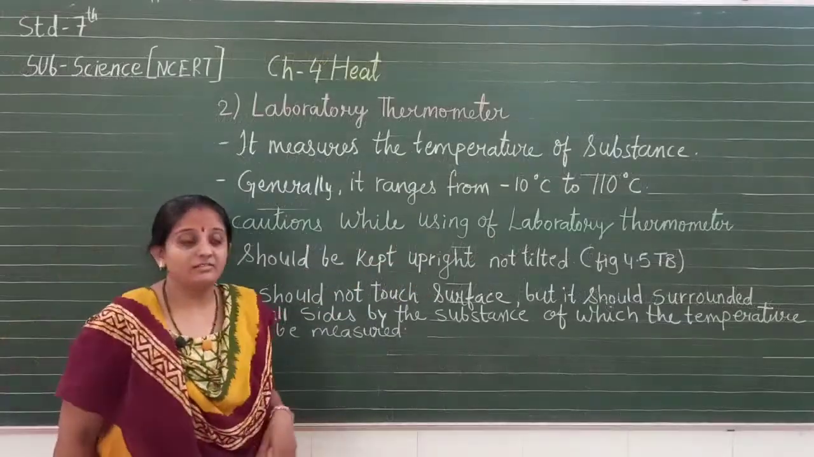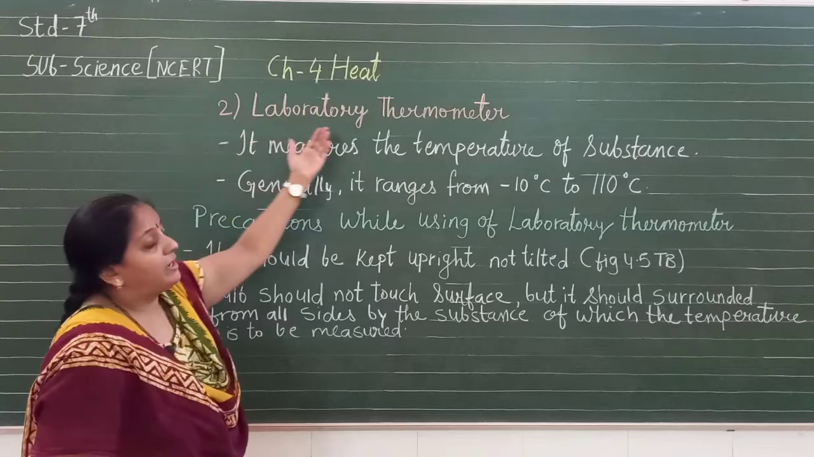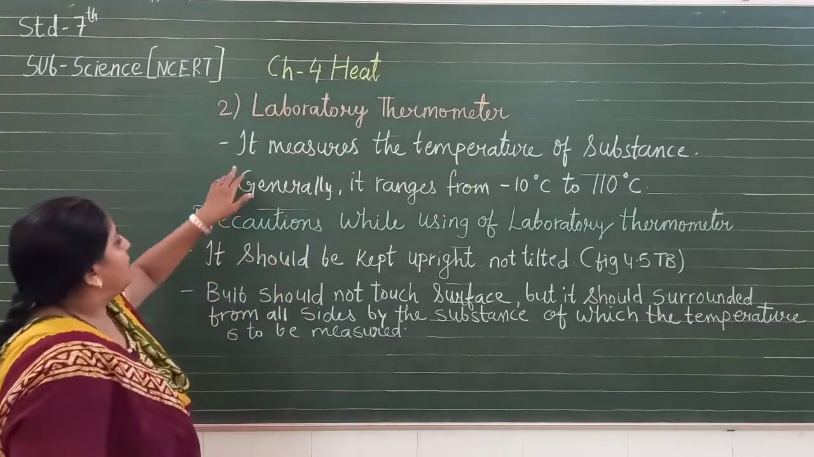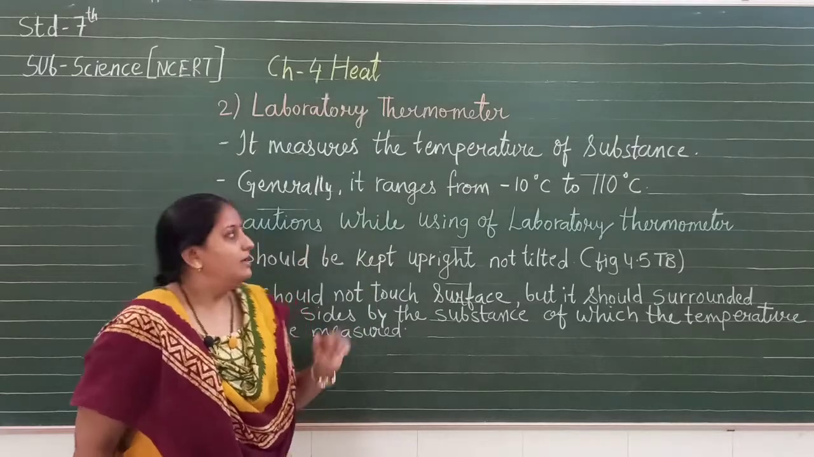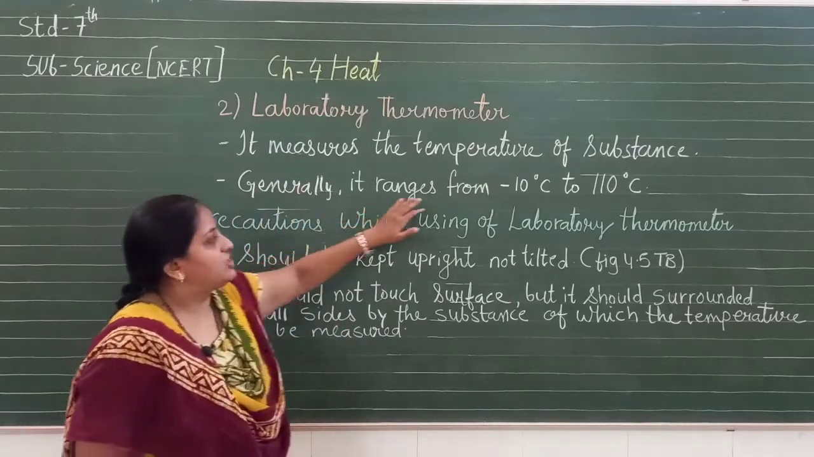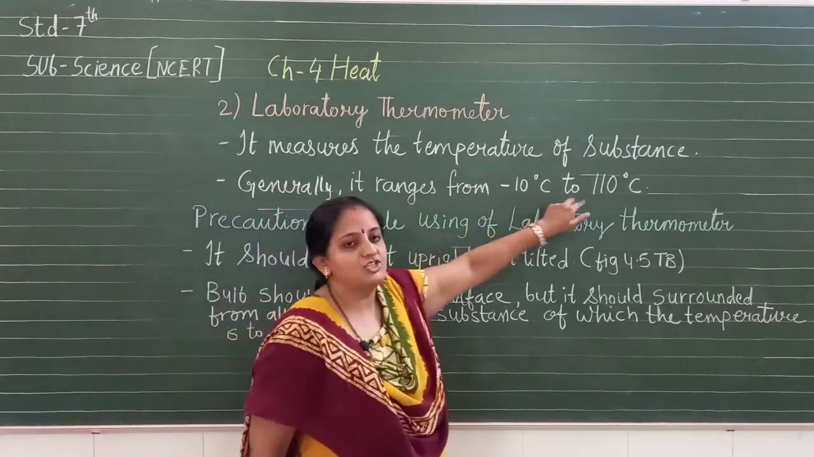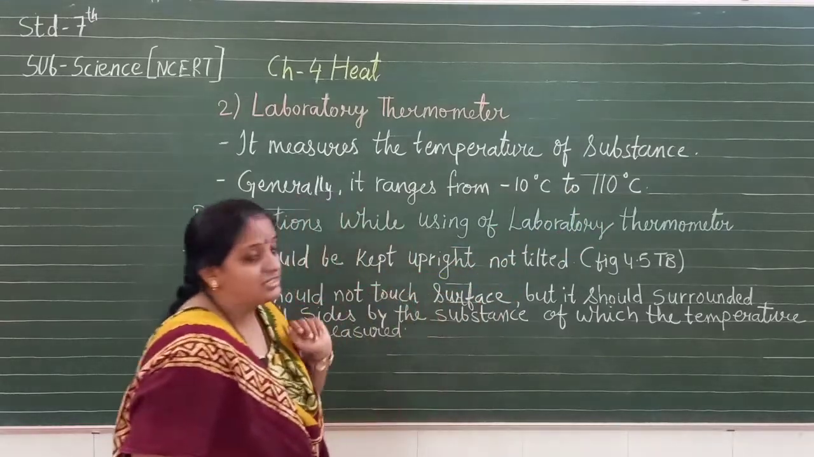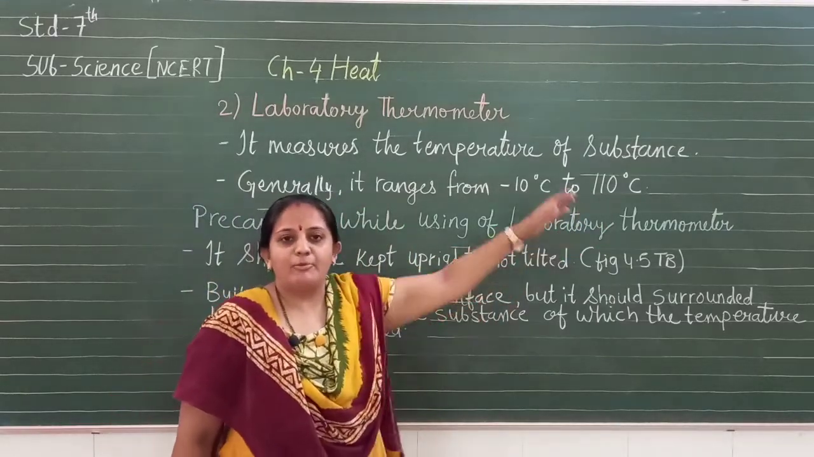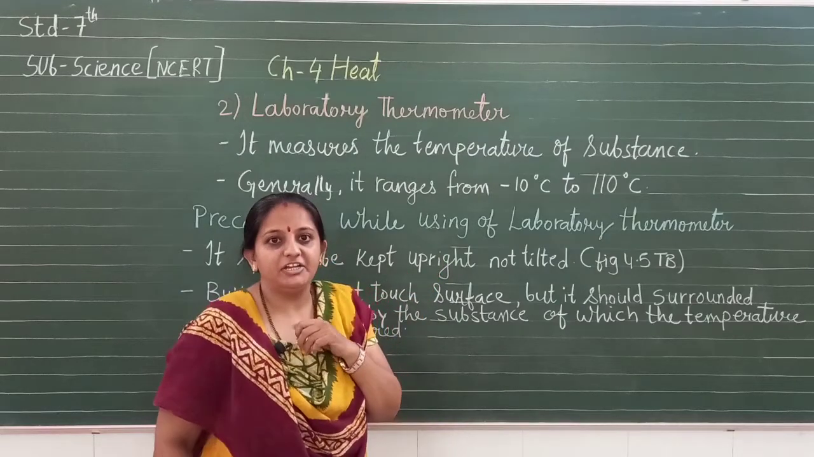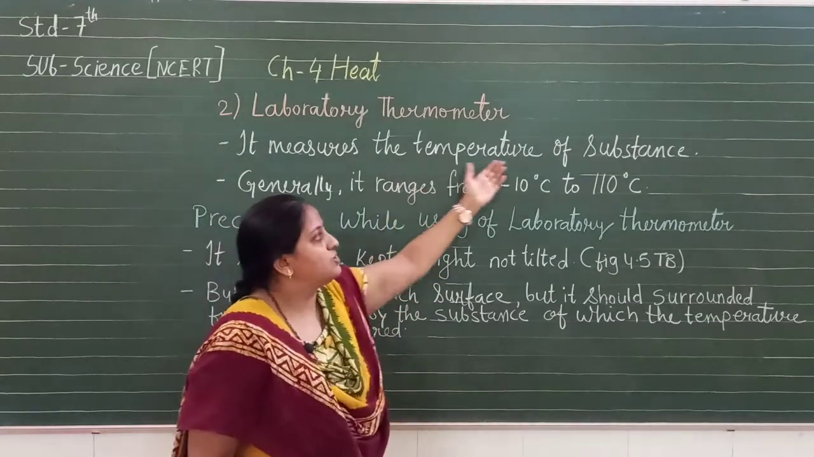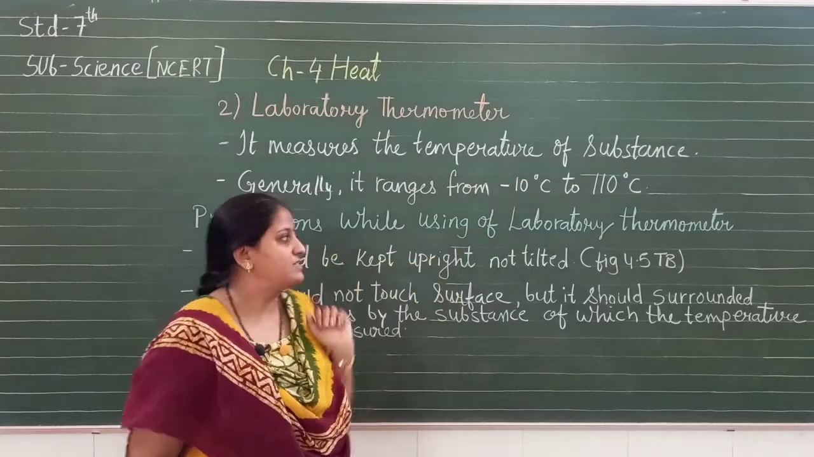Now let us understand the second one, that is the laboratory thermometer. The laboratory thermometer measures the temperature of substances. Generally, it ranges from -10 degrees Celsius to 110 degrees Celsius. So we can say the laboratory thermometer is not used for clinical purposes, isn't it? The laboratory thermometer is used for measuring different substances.